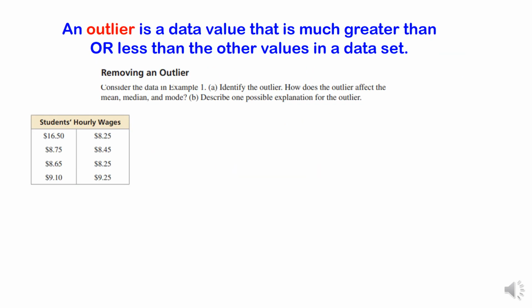Okay, an outlier is a data value that is much greater than or less than the other values in the data set. So we're going to look at an example. This is the same one that we used before with the wages at the water park, and we're going to identify the outlier. So what's the one that's way higher or lower than the others? And it's the 1650. Okay, and we want to know how is it going to affect the mean, median, and mode. And then they want you to describe one possible explanation for the outlier.